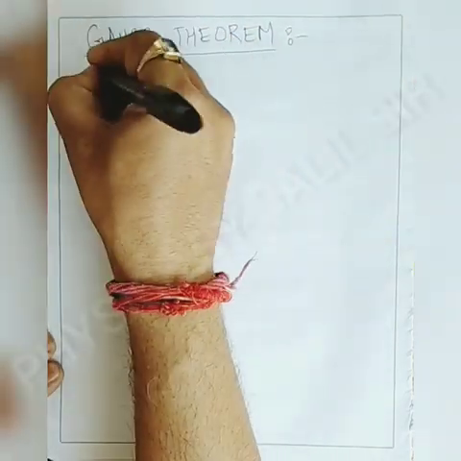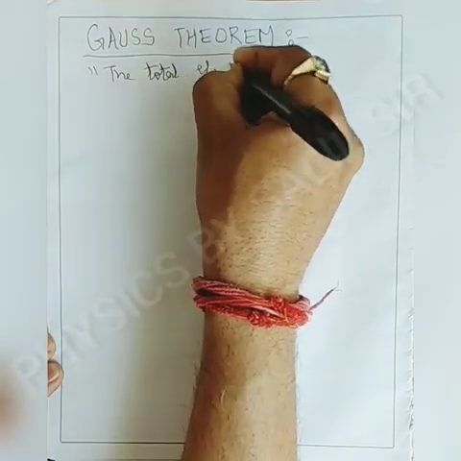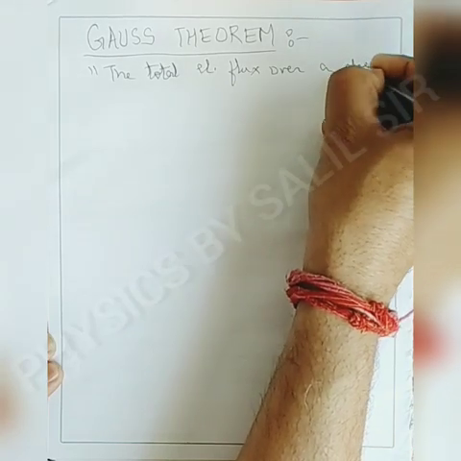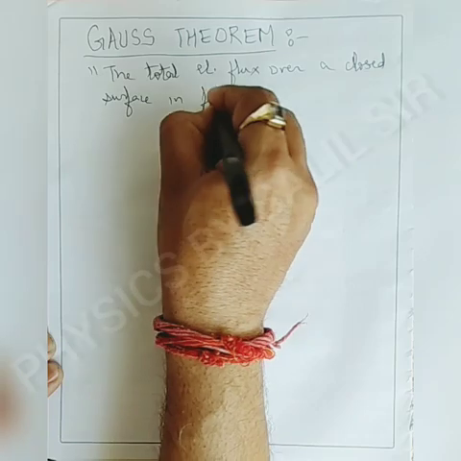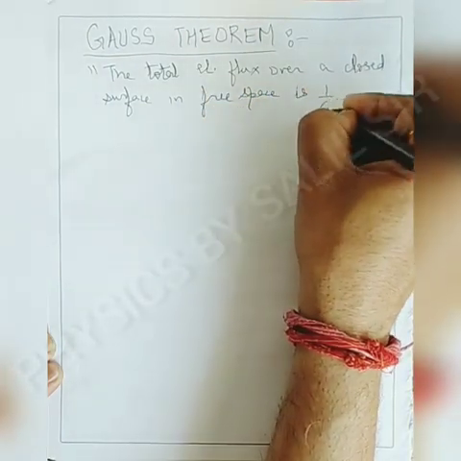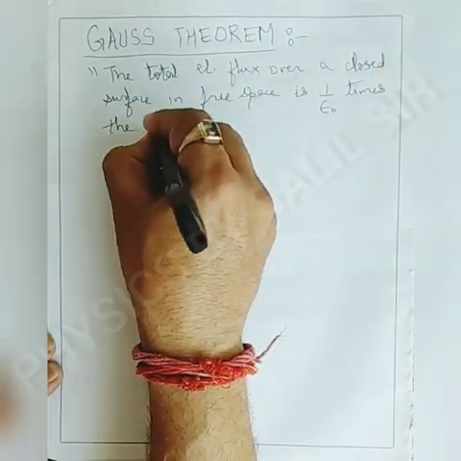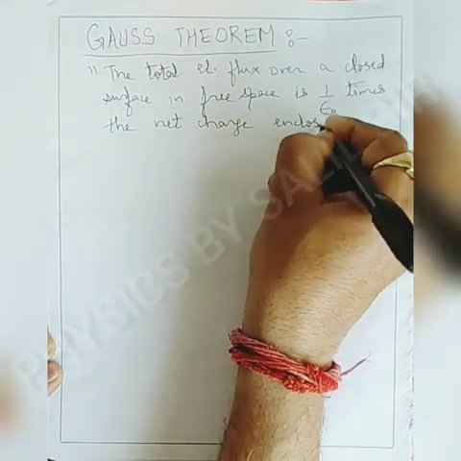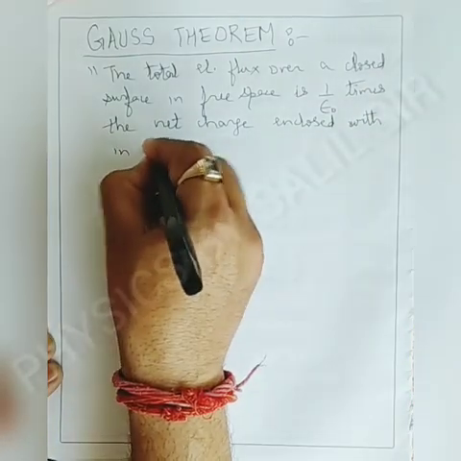Gauss theorem: the total electric flux over a closed surface in free space is 1 upon epsilon naught times the net charge enclosed within the surface.